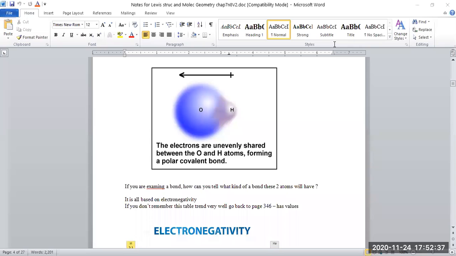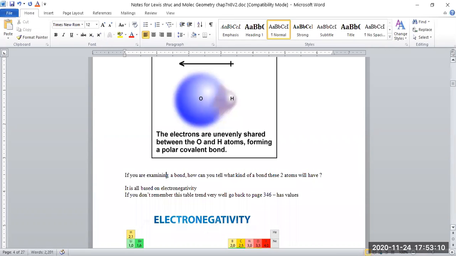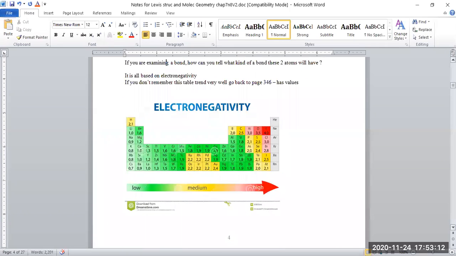I think this is the last bit we were looking at last Thursday, talking about polar bonding and the fact that even though there is sharing going on, it's not equal sharing. So one of the things that you can use to help determine whether you have an ionic bond or a polar bond or a covalent bond, this goes back to electronegativity, okay?